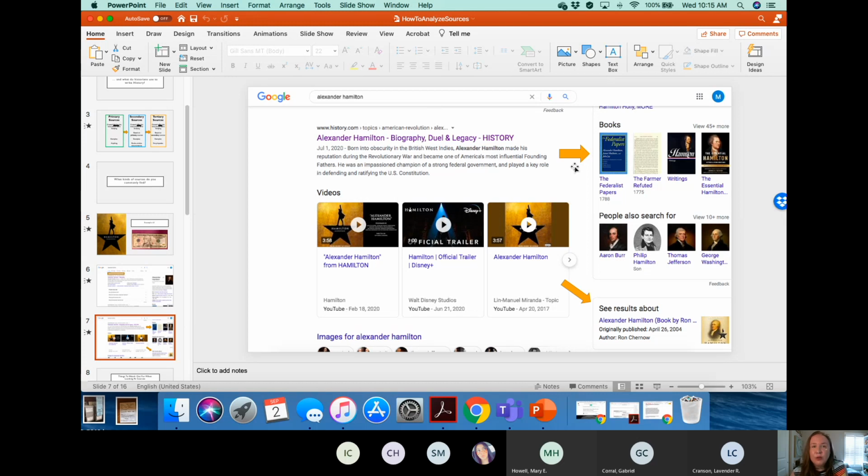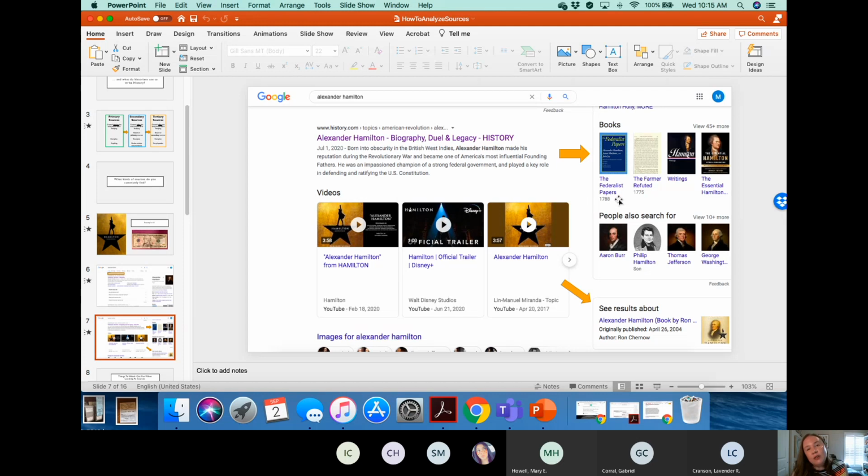So who can tell me what kind of source that would be? Who wants to volunteer? Primary? Primary, good job, Gabriel. It's a primary source, right? It's written by him. Okay. And by the way, that's his main claim to fame, if you do look at a little bit more history, being the primary author of the Federalist Papers.